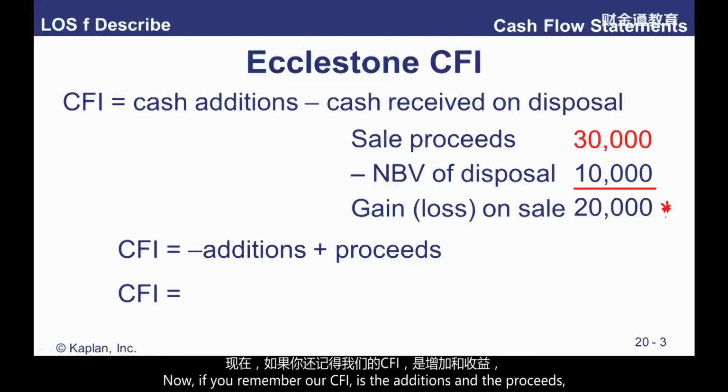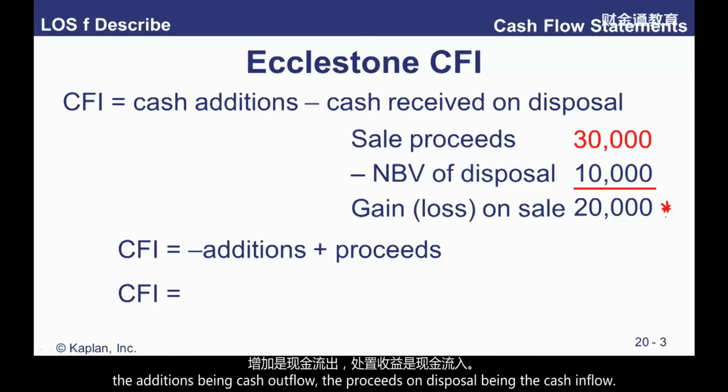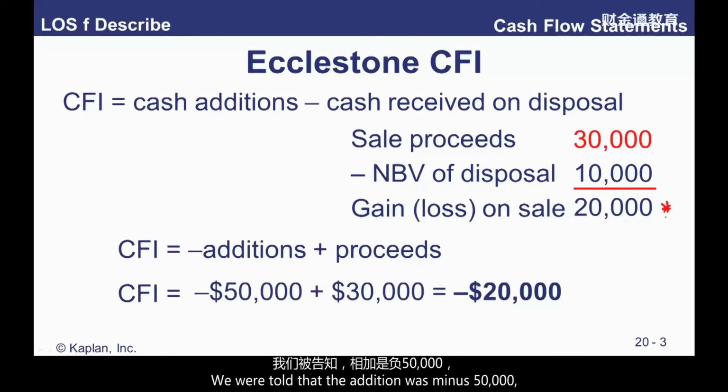Now, if you remember, our CFI is the additions and the proceeds, the additions being a cash outflow, the proceeds on disposal being a cash inflow. We were told the additions was minus 50,000. We've just computed that the proceeds on disposal were 30,000.